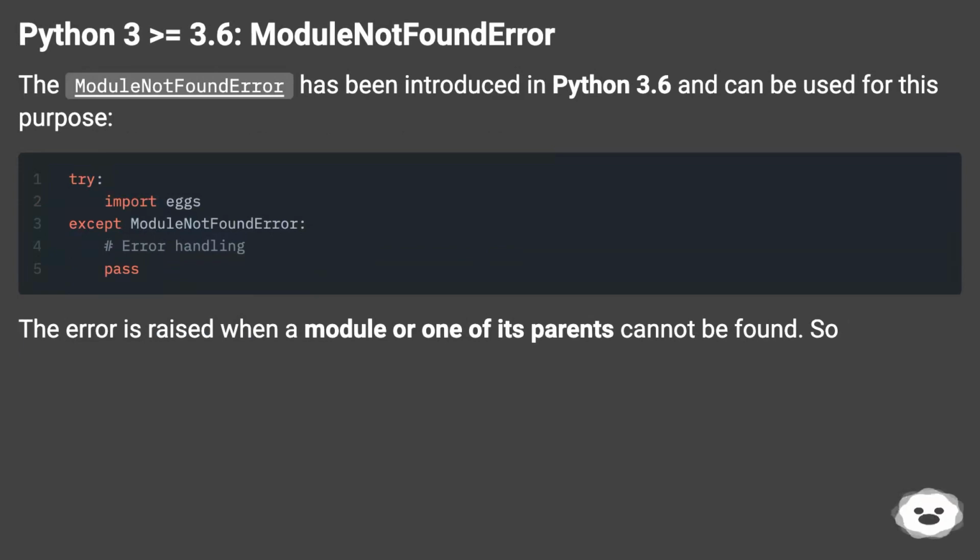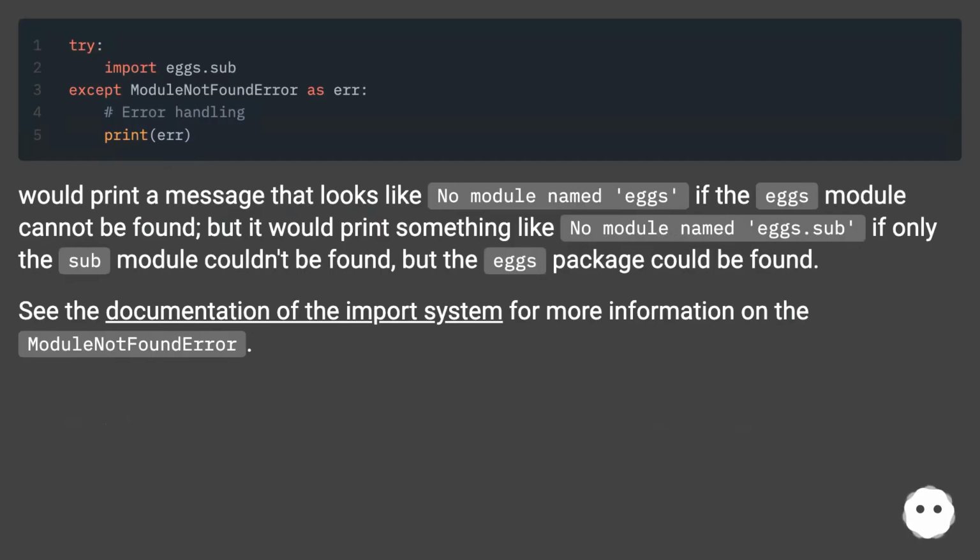Python 3 greater than or equal to 3.6: ModuleNotFoundError. The ModuleNotFoundError has been introduced in Python 3.6 and can be used for this purpose. The error is raised when a module or one of its parents cannot be found. So this would print a message that looks like "No module named eggs" if the eggs module cannot be found, but it would print something like "No module named eggs.sub" if only the sub module couldn't be found, but the eggs package could be found. See the documentation of the import system for more information on the ModuleNotFoundError.